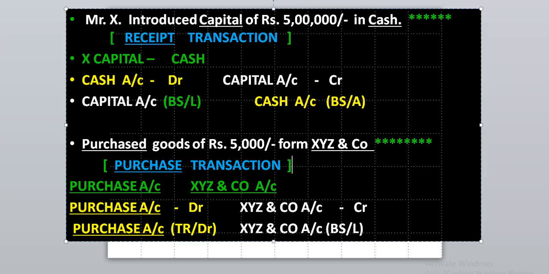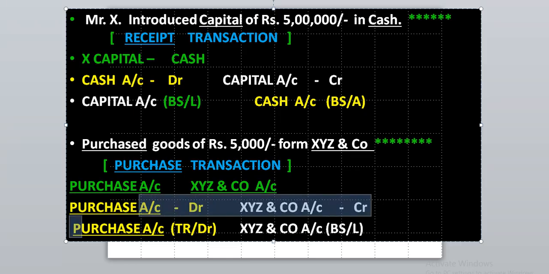And another example, second transaction: purchase goods of rupees 5,000 from XYZ and company. So in this particular transaction it is a purchase transaction. The first point is identifying the type of transaction or voucher or the type of journal. This is a purchase journal. The second thing is what are the different accounts which are affected. One is purchase account and the other one is XYZ and company. These are the two accounts which are affected. And the third is which account to be debited and which account to be credited. So the journal entry of this particular transaction is purchase account debtor to XYZ and company.